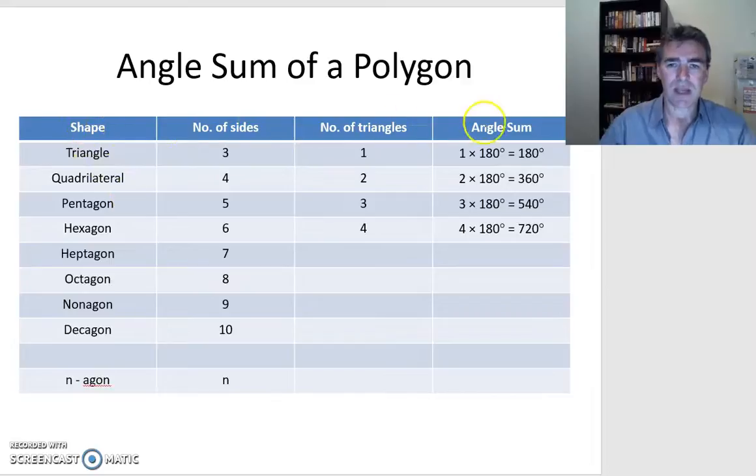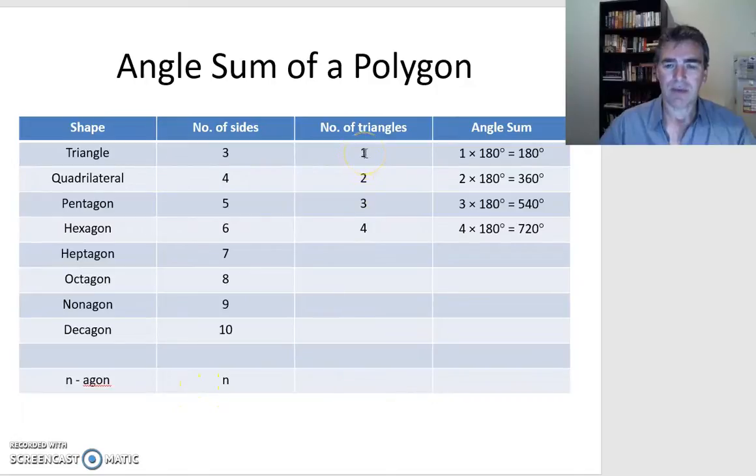So I've got a table here. The shape, triangle, quadrilateral, pentagon, hexagon, heptagon, and so on. And you'll notice a funny one down the bottom here called an anagon. That's going to help me come up with a rule for finding the angle sum of any shape if I know the number of sides. So n for the number of sides. Triangle, three sides. Quadrilateral, 4. Pentagon, 5. Hexagon, 6. Heptagon, 7. Octagon, 8. Nonagon, 9. Decagon, 10. And my anagon, n sides.